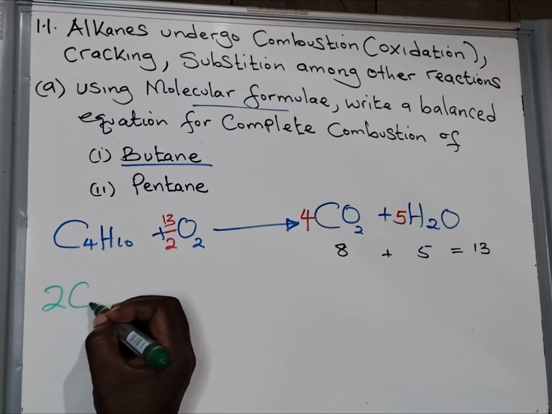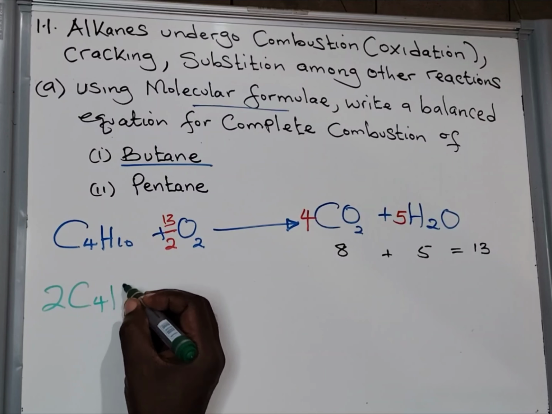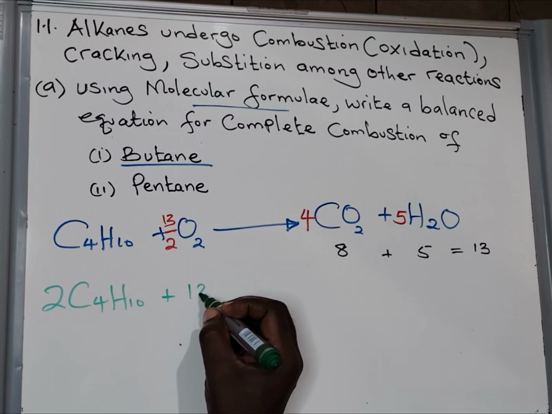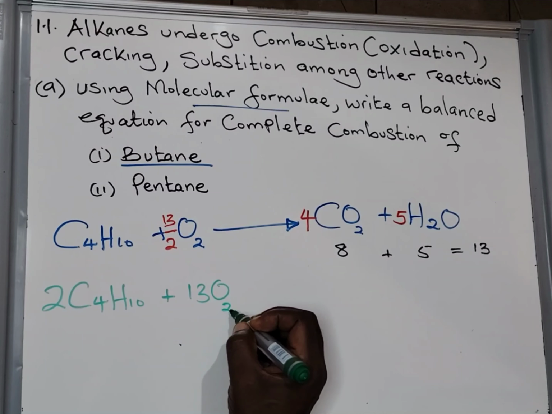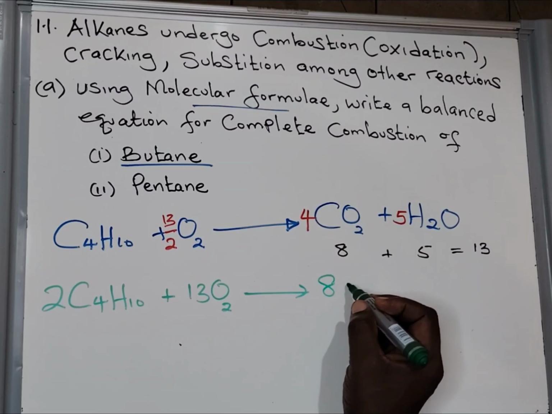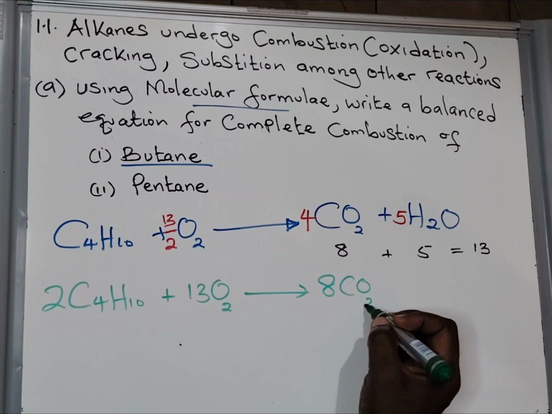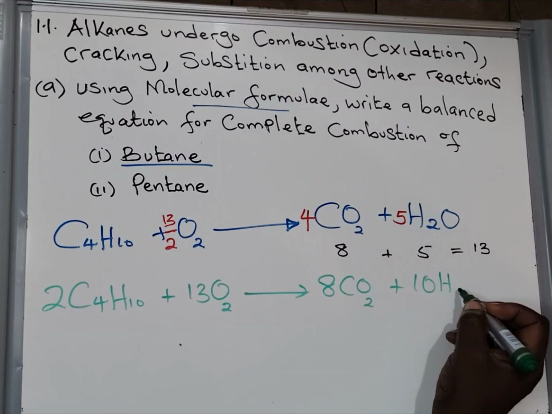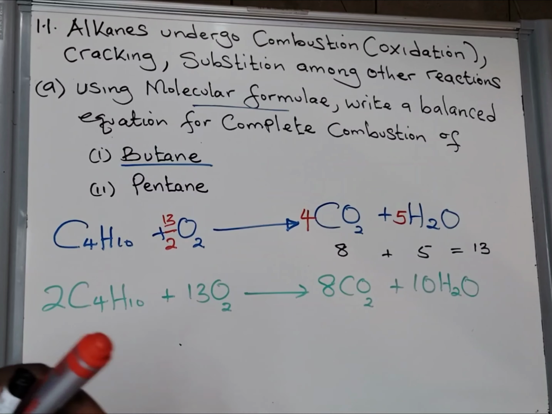So what we are going to get in this case is 2 C4H10 plus 13 O2, giving you 8 CO2 plus 10 H2O. Okay, that is that for butane.